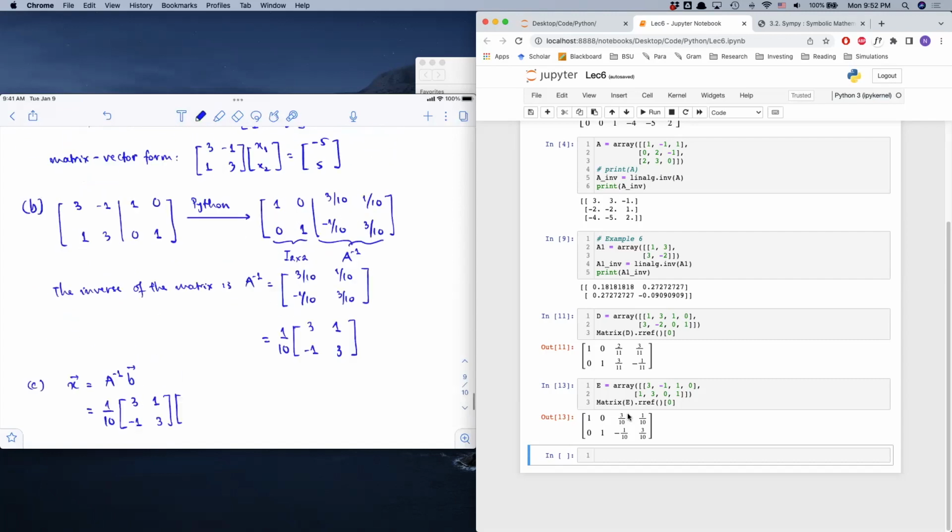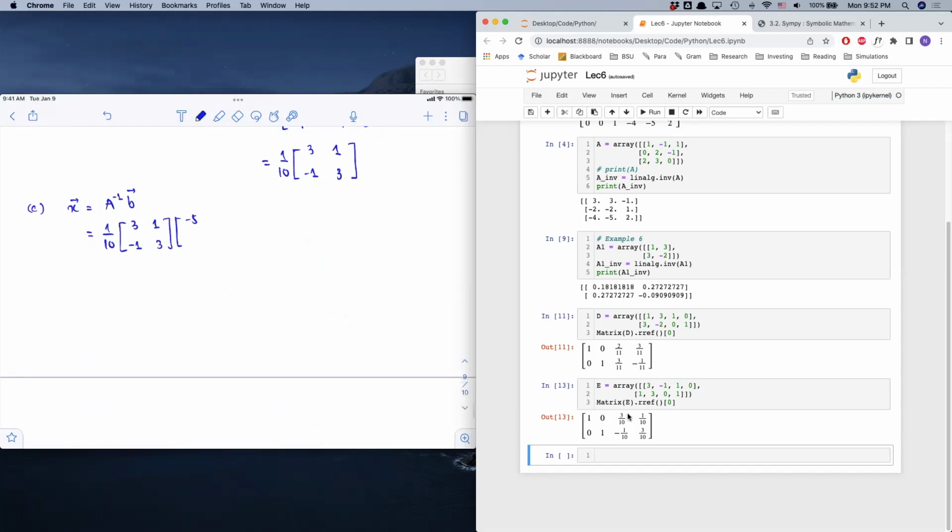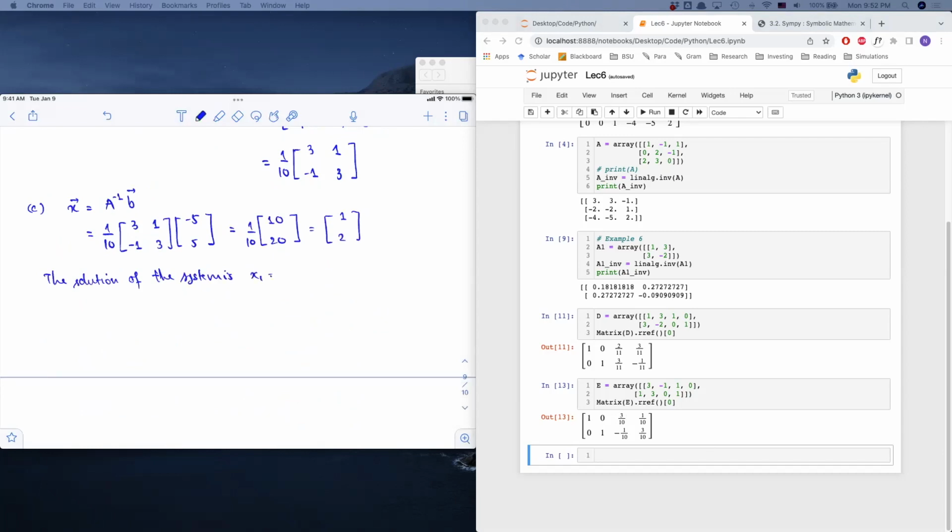So B in this case is going to be the column -5, 5. And from the matrix multiplication, we can obtain that this is 1/10 times the column matrix 10, 20, or the solution is 1, 2. So the solution of the system is x1 equal to 1 and x2 equal to 2.